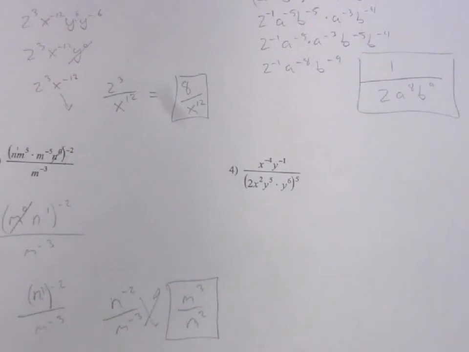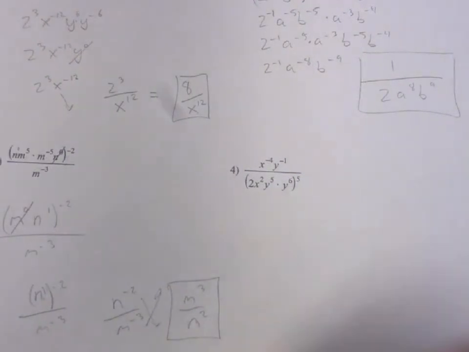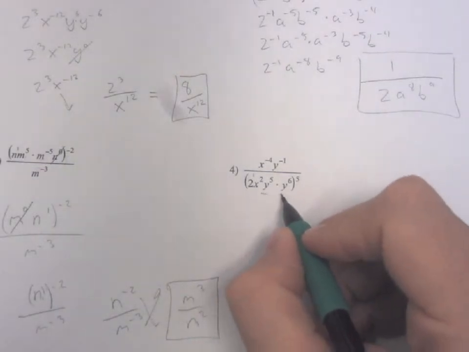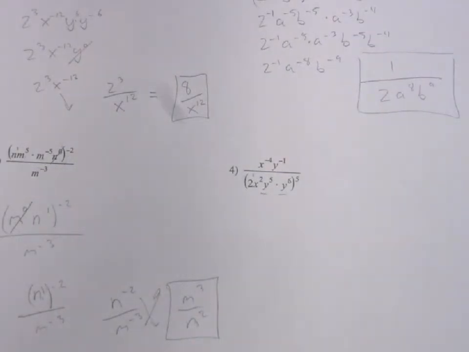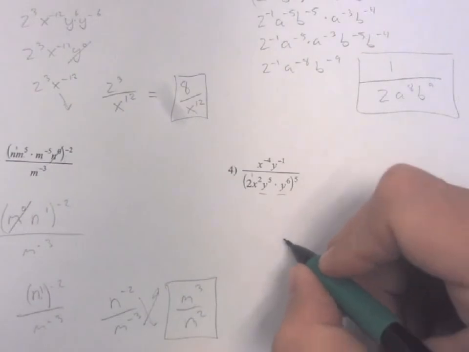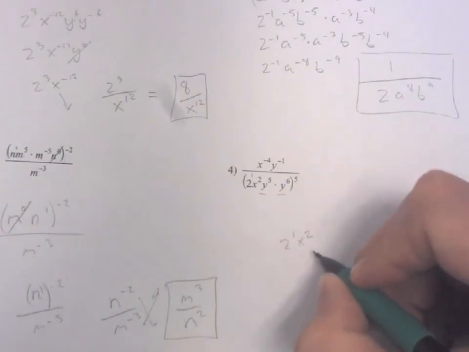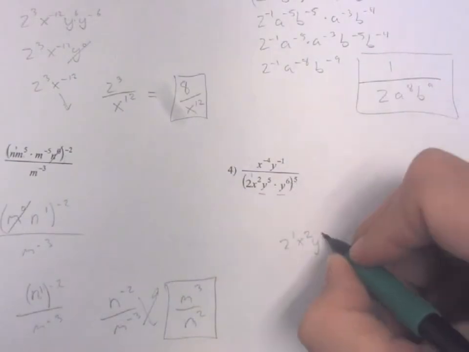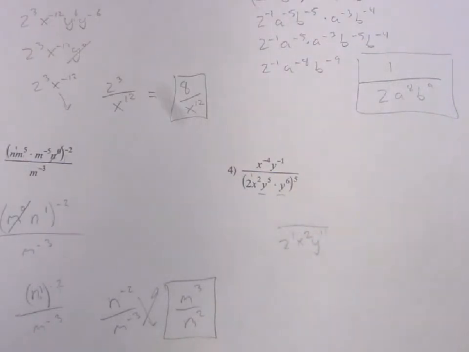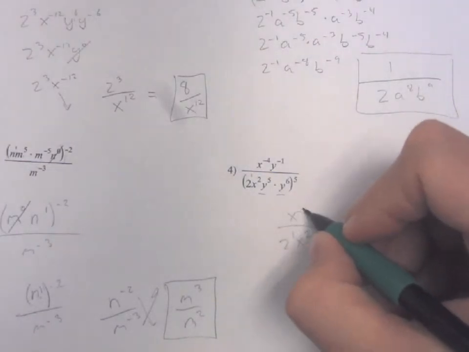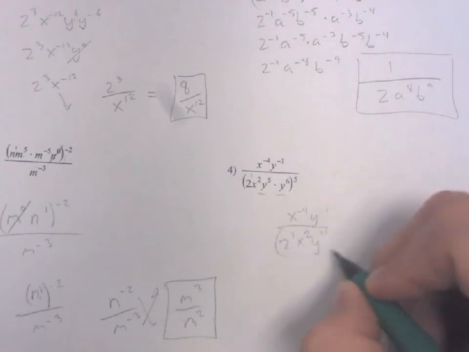Okay, number 4. So again, anything that doesn't have a power, we're going to give it a power of 1. We're going to look for our 0 exponents, which I don't see. We are going to simplify within parentheses. So notice those y's that we can use the product property on. So we're going to have 2 to the 1, x to the 2, and we're going to add those exponents using the product property. On the top we have x to the negative 4, y to the negative 5, and let's not forget this guy.